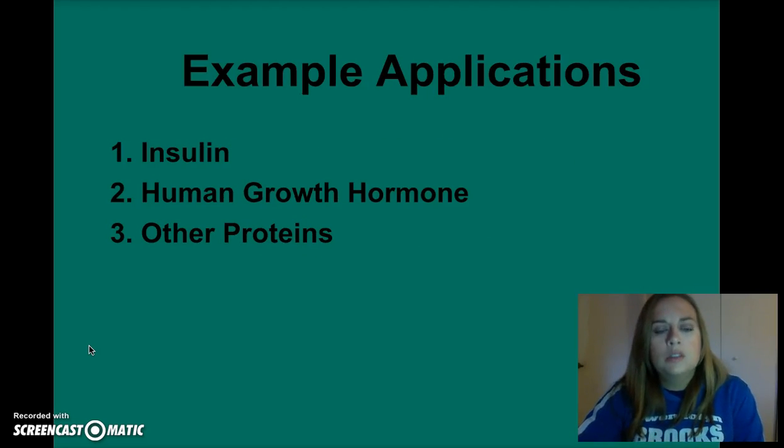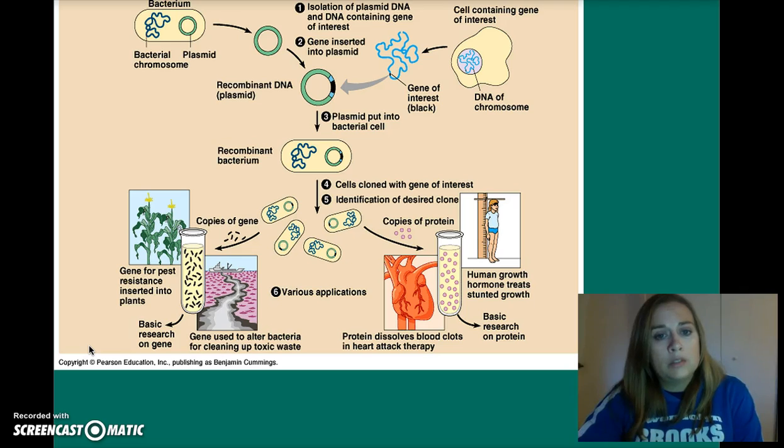So some ways that this could be used, we talked about E. coli making insulin, human growth hormone, or just a way to make proteins that we need for pharmaceuticals or things like that. So here we have essentially the same thing being described, but down here we have some different applications for using these plasmids.